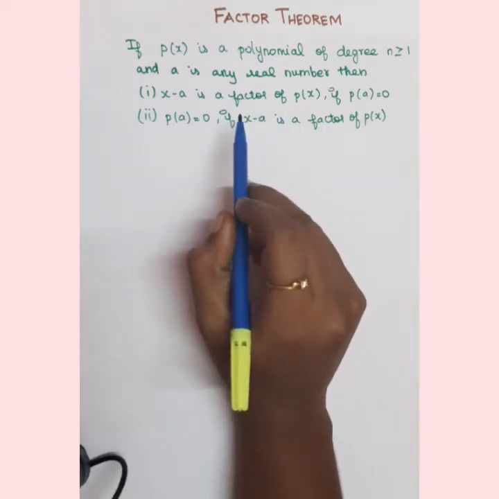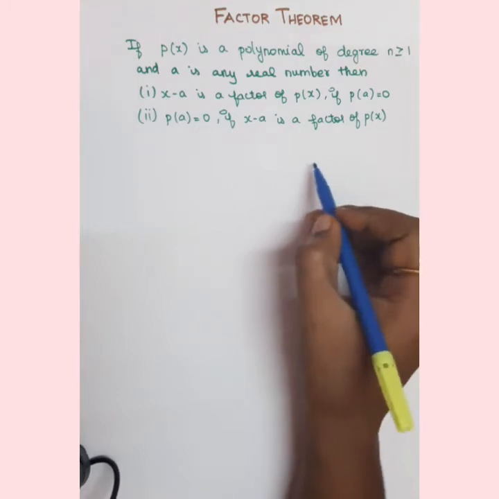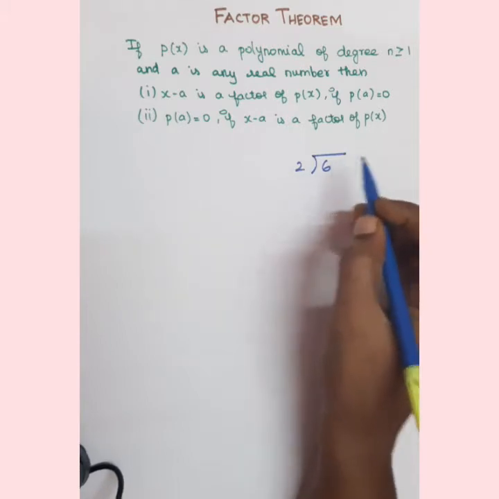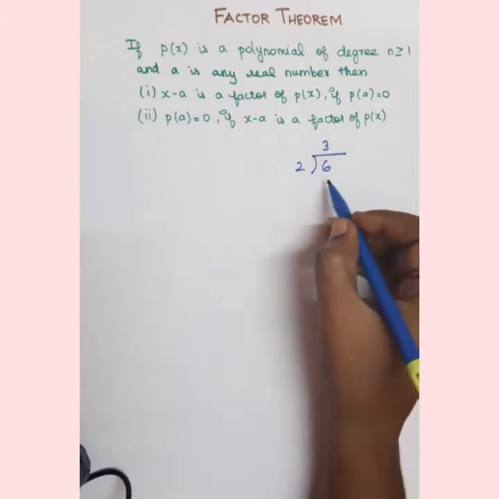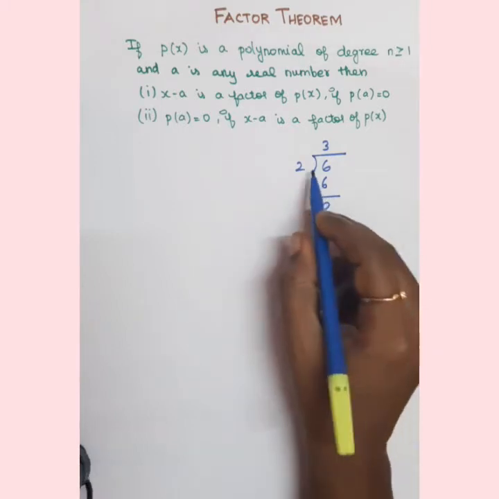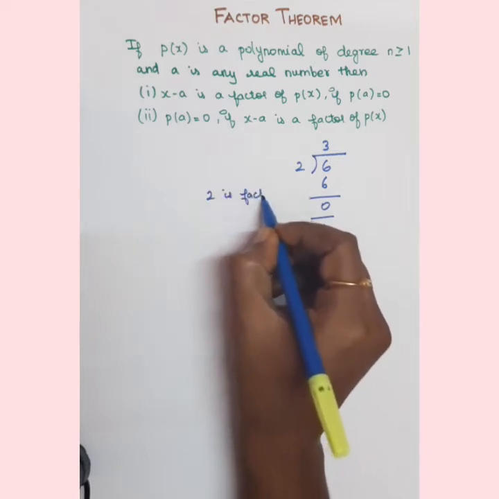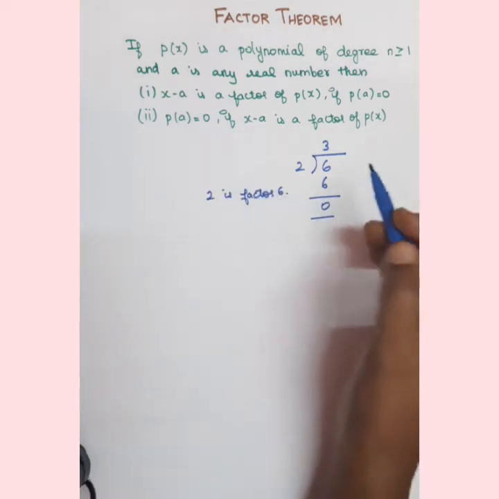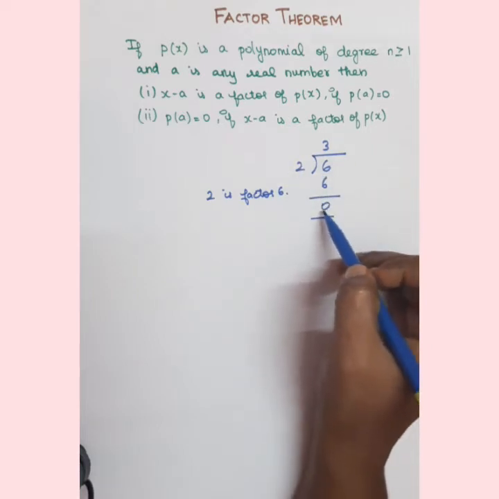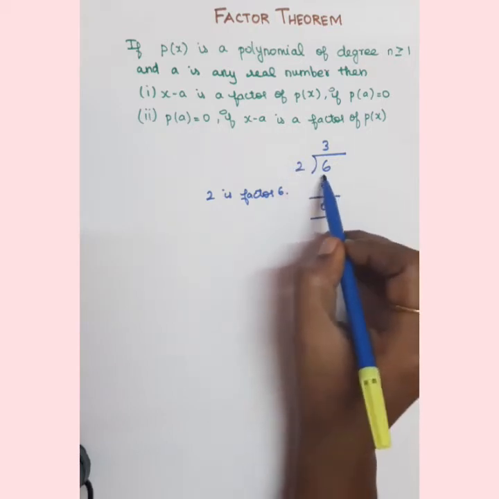Now what does factor mean? Let me give you an example. If we divide 6 by 2, the quotient will be 3. 2 3s are 6, the answer is 0. So we can say that 2 is a factor of 6. So if we divide a number by another number and you get the remainder as 0, you can say that the divisor is a factor of the dividend.